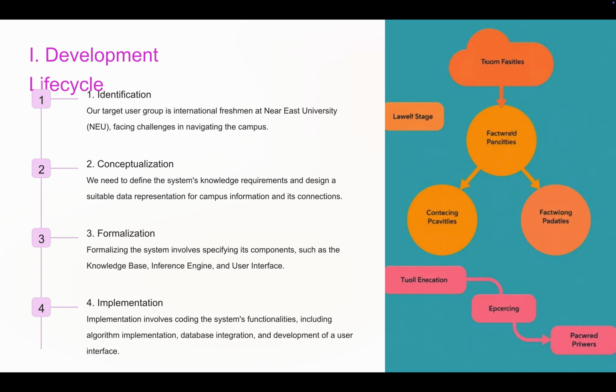We will call this the life cycle of an expert system. For the life cycle of an expert system, first of all, we have identification. As you can see, our target user group is international freshmen at NEU University facing challenges in navigating the campus. For the identification, all we need to do is know all the facilities, for example, all buildings. So we're just identifying all components at nearest university.